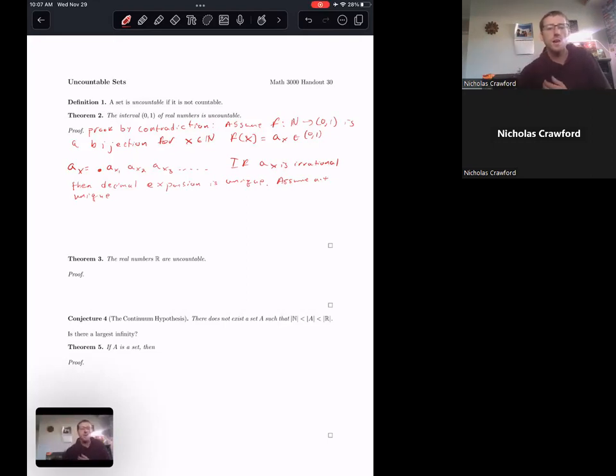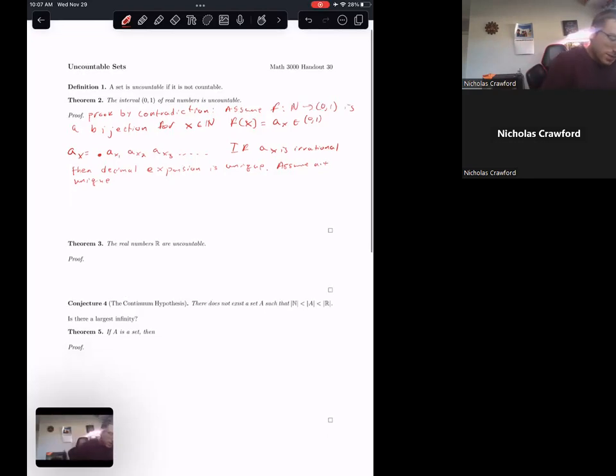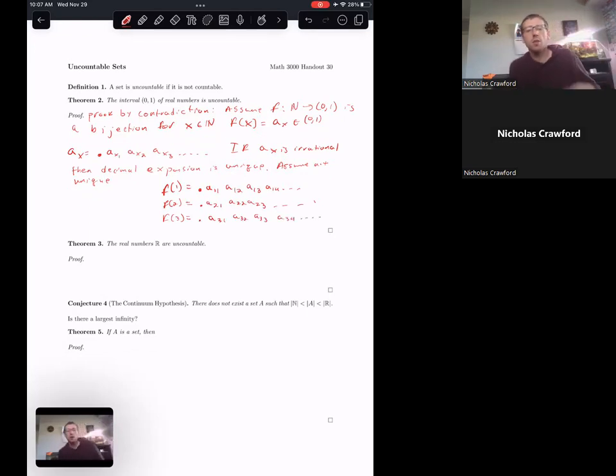So this means that the function kind of looks like this, where f of 1 is equal to point A11, A12, A13, A14, and so on. f of 2 is going to equal point A21, A22, A23, and so on. I'll do one more. So this is going to be point A31, A32, A33, A34, and so on, right? But this function is creating a list of all the real numbers between 0 and 1, right?